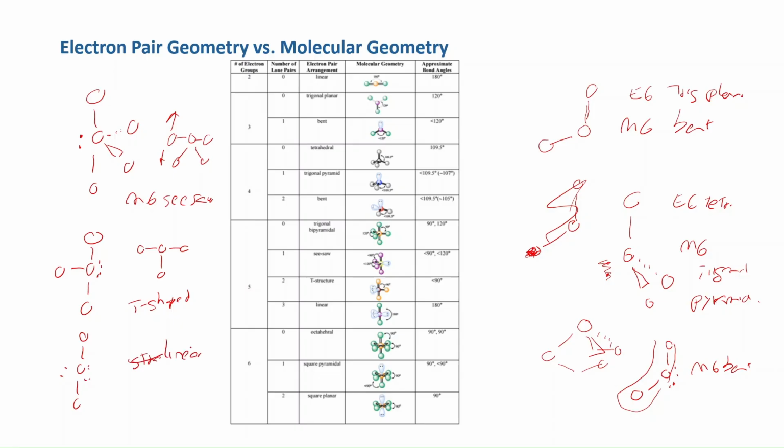Now, one thing that I haven't mentioned and is very important is that whenever you have a lone pair, it pushes the atoms away. So this angle here is not going to be 120, it's always going to be less. And you can see in the table where it says less than.